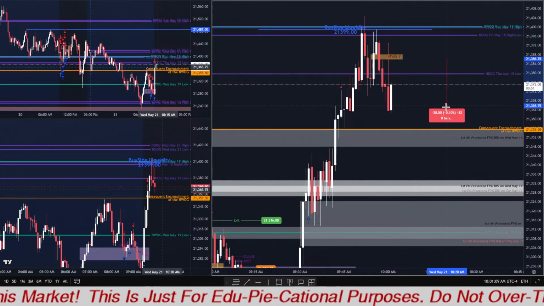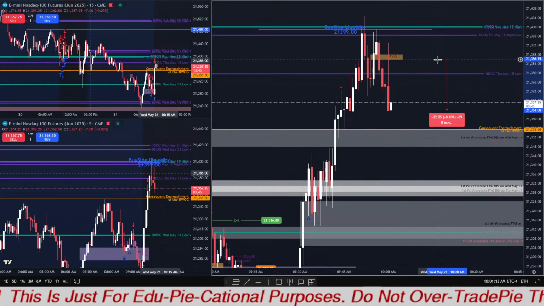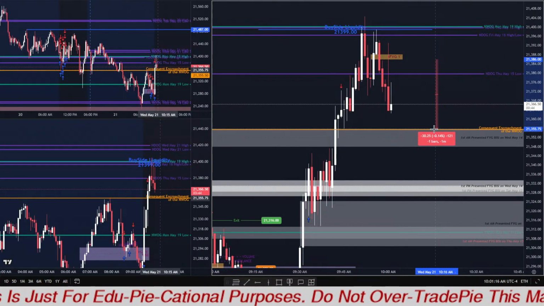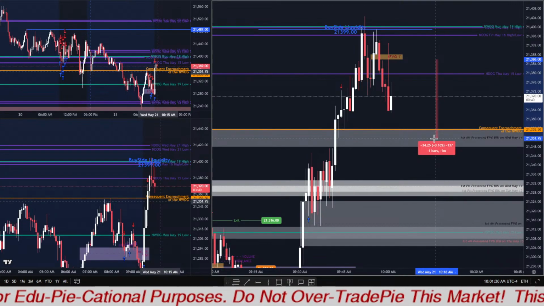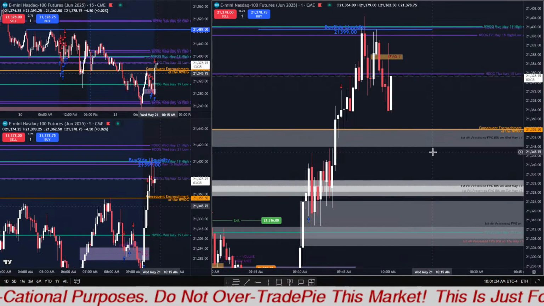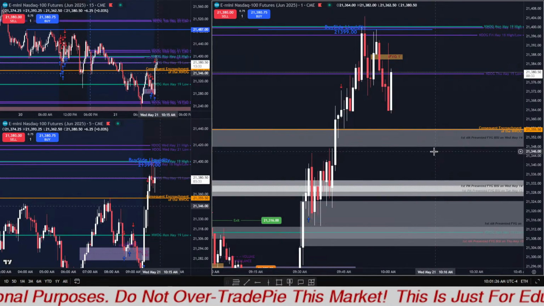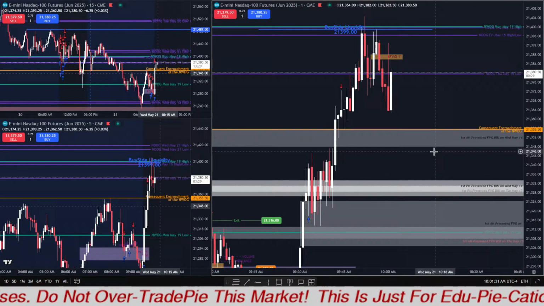From here to this place is 22 points. And if we keep going from here to the consequent encroachment gives us 30, and to this midpoint is 35 almost. Once again traded into the new day opening gap's low from last Thursday.